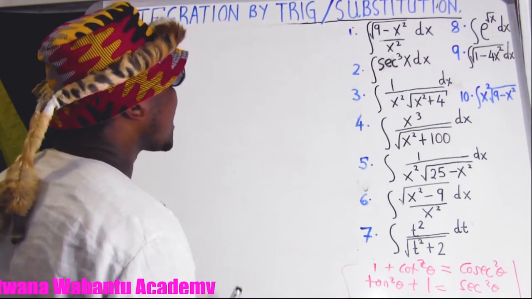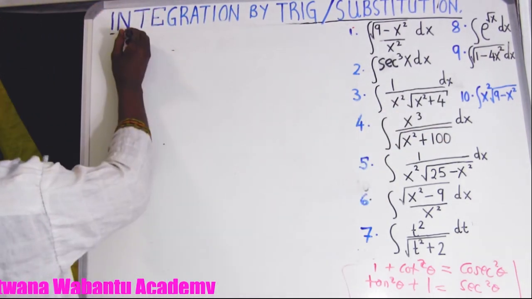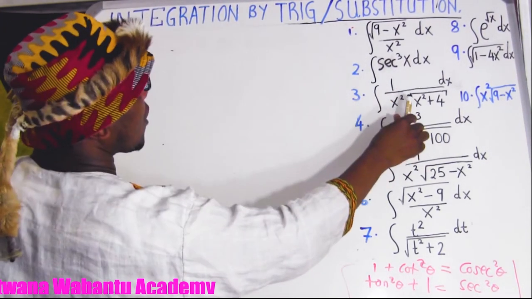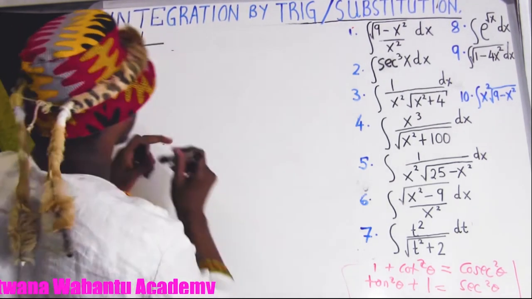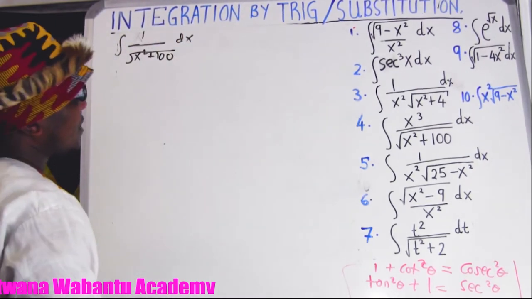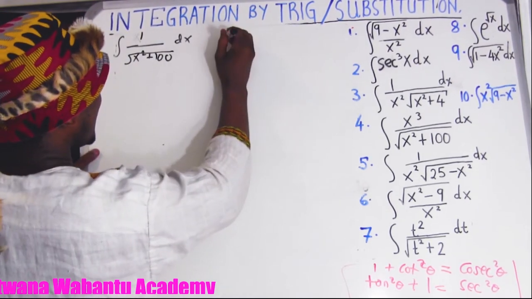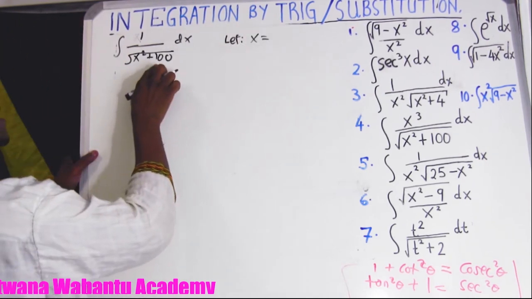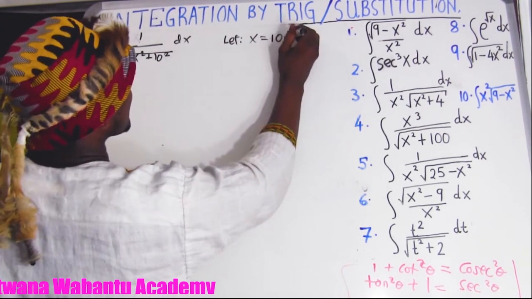Okay, question number 3. So we have the integral of 1 over x squared plus 100 dx. This is for tan, because you have an x squared plus a number. 100 is like 10 squared, so I'm going to let x equal 10 tan of your angle.